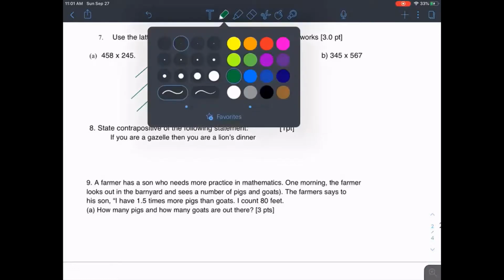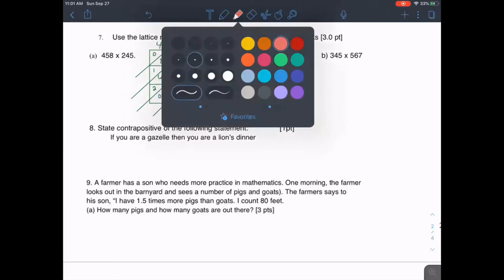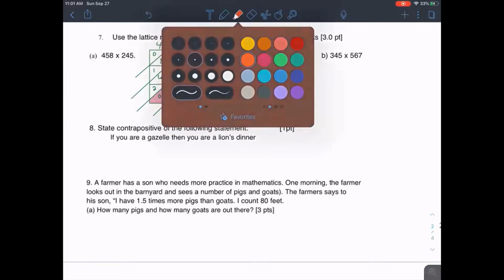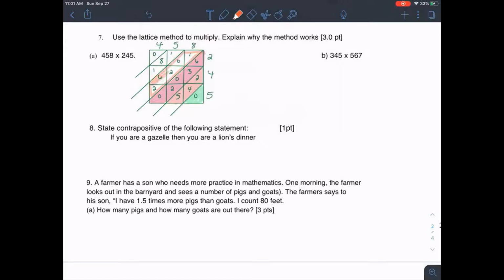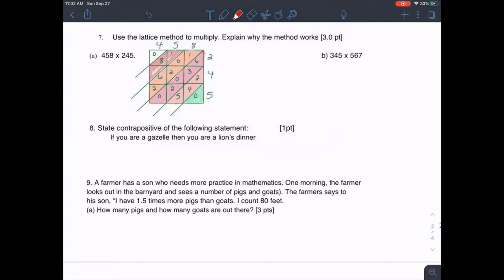So now what we're going to do is add by sections. This is a section. Okay, so let's go back. So we're just adding straight across now.